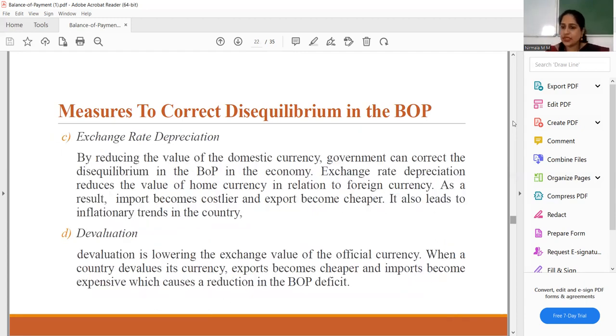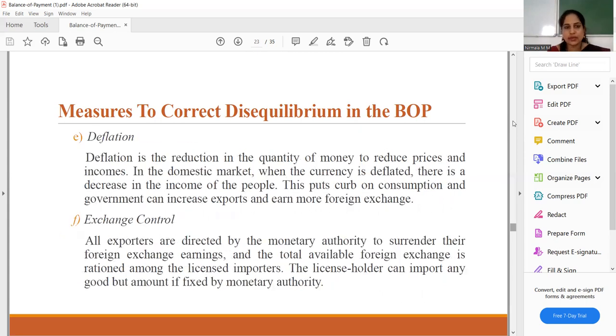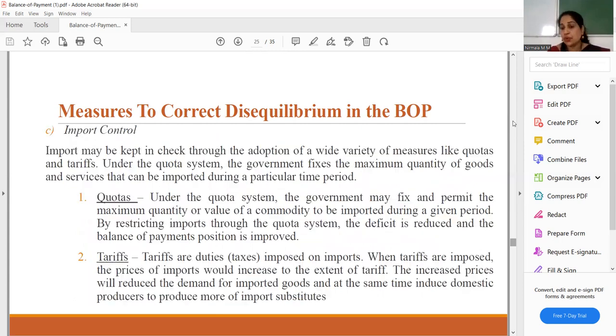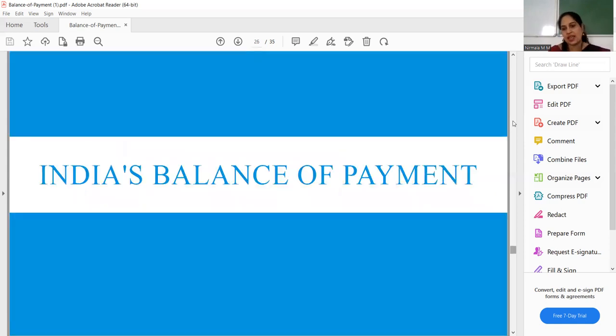Certain important steps taken to correct the BOP disequilibrium are exchange rate depreciation, devaluation, deflation, exchange control, and a few non-monetary measures like export promotion, import substitution, and import control, such as imposing quotas or tariffs, etc.